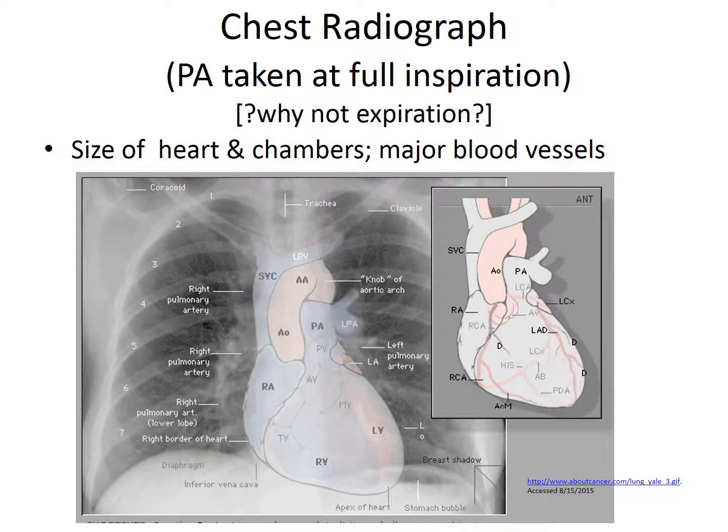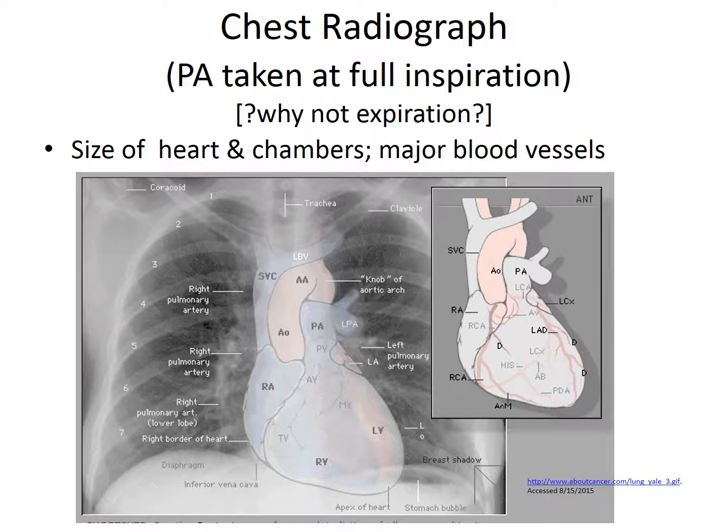The standard chest radiograph should be taken at full inspiration in order to depress the diaphragm and provide better visualization of the heart. The heart should occupy 1/2 of the transverse diameter of the thoracic cavity. If the heart is enlarged, that is, if cardiomegaly is present, this will show up on the radiograph.